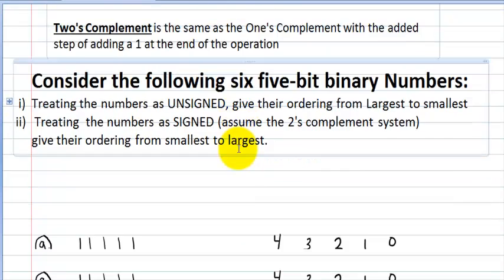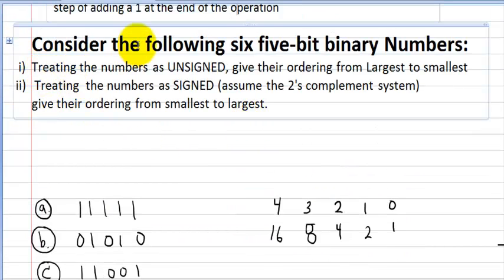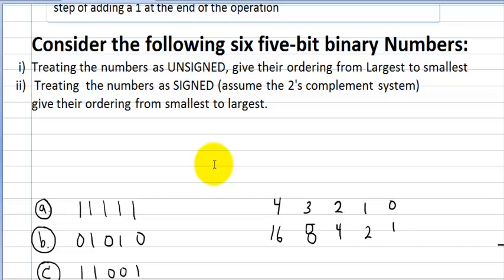So here are the problems. Here we have A. Here's what you're supposed to do. It says consider the following 6 5-bit binary numbers. In the first part, treating the numbers as unsigned, give their ordering from largest to smallest. Then you do basically the same thing again, only this time treating the numbers as signed, assume the 2's complement system, give their ordering from smallest to largest.